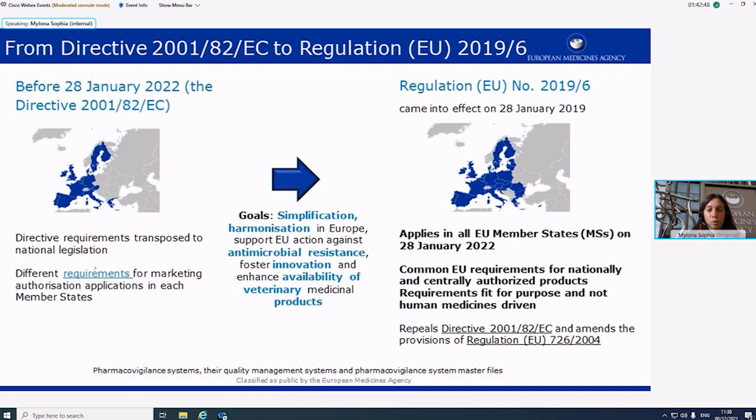Now, what we need to work on with this regulation that applies from the 28th of January 2022 is that we harmonize, and hopefully this will also bring a simplification. So we hope that we will start having harmonized requirements between the member states, and we will also aim to have requirements fit for purpose and not necessarily human medicines driven. So what we want to see is that we learn and follow what was done for human medicines, but we can also do differently when this is needed. If you go to the next one.